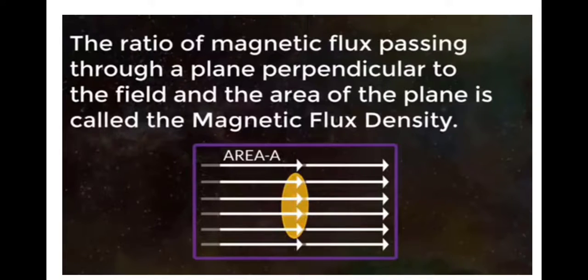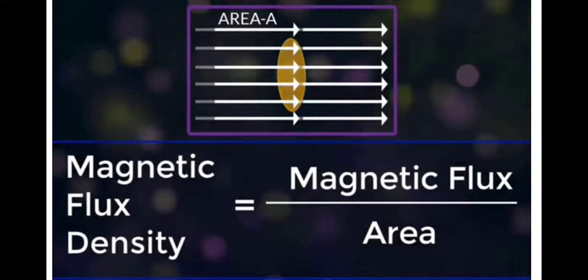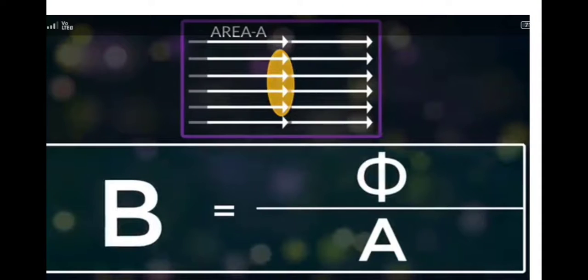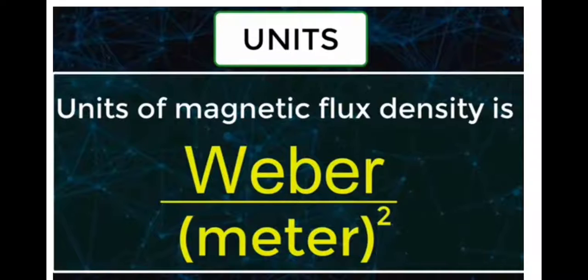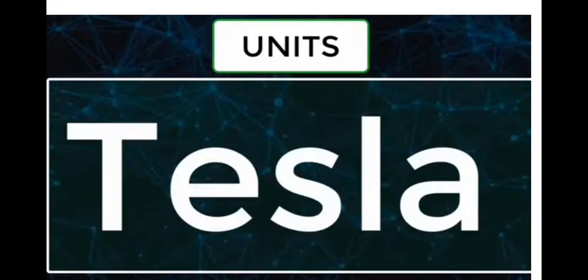So magnetic flux density is equal to magnetic flux divided by area. B is equal to phi by A. Phi is equal to BA. Units: the unit of magnetic flux density is Weber per meter squared. It is also called Tesla.